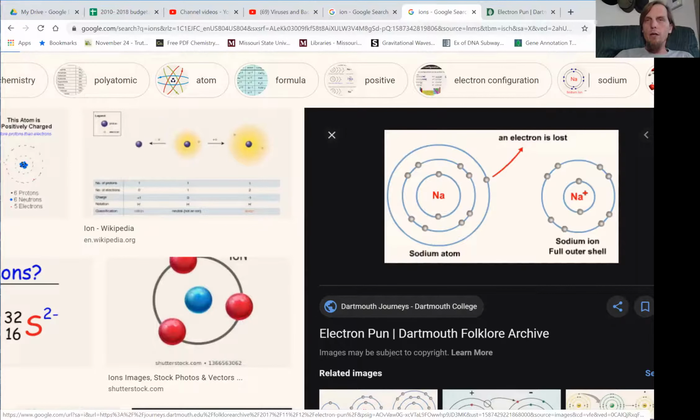So what I want to do now is likewise draw an example for you. There's many we could do. We want to keep it simple. There's two really common examples, sodium chloride or sodium fluoride.